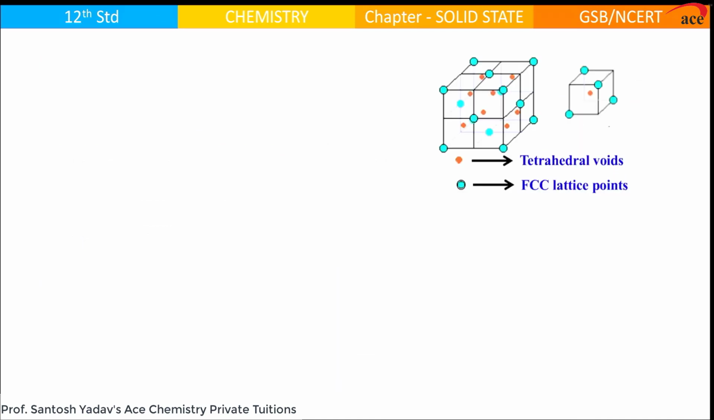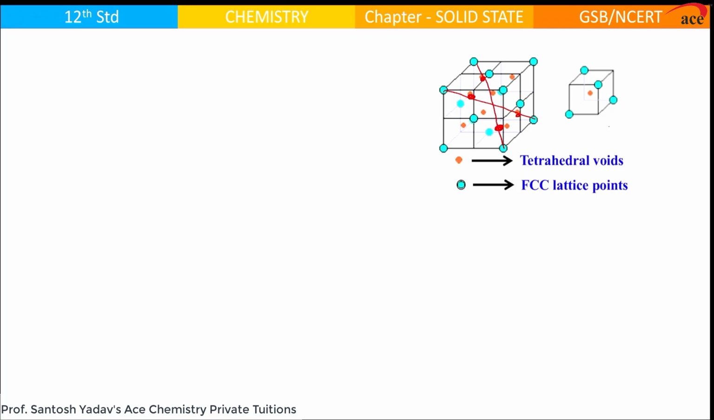tetrahedral voids. Are you able to see the diagram here? If you check, this is nothing but a body diagonal, and these red dots are nothing but tetrahedral voids. If you go on plotting all this, you should get tetrahedral voids. They are not coming exactly, but they are tetrahedral voids. Every body diagonal has 2 tetrahedral voids.